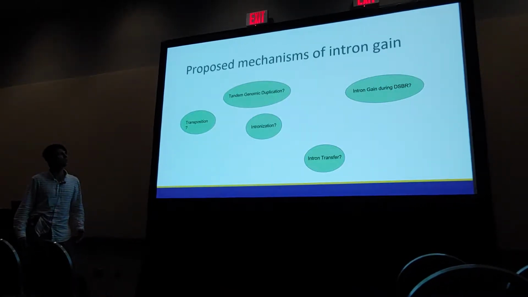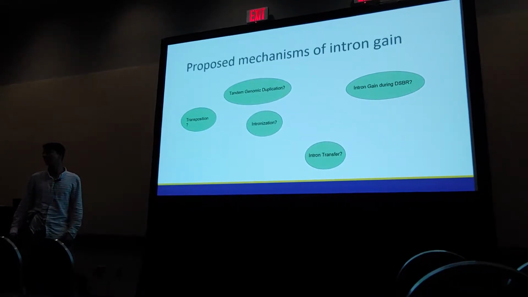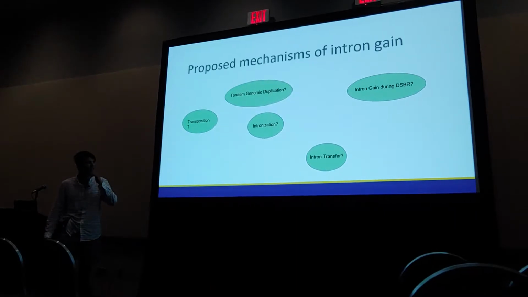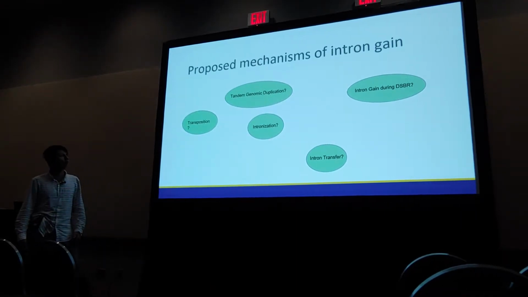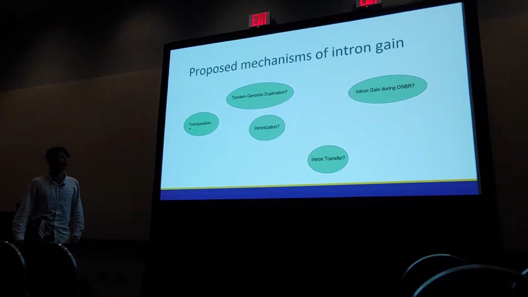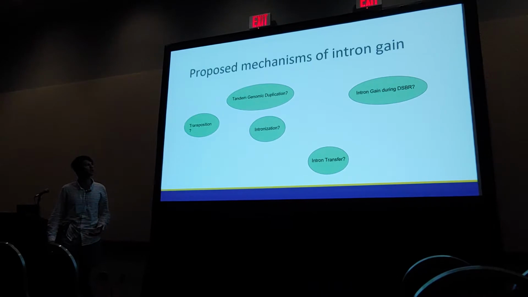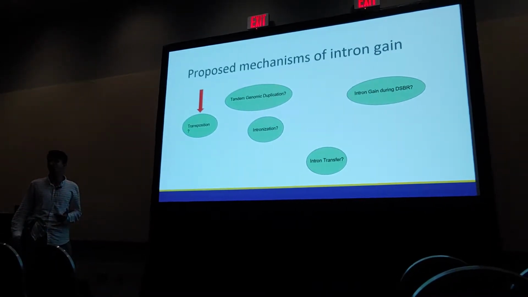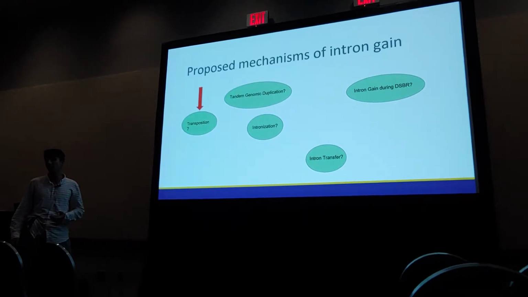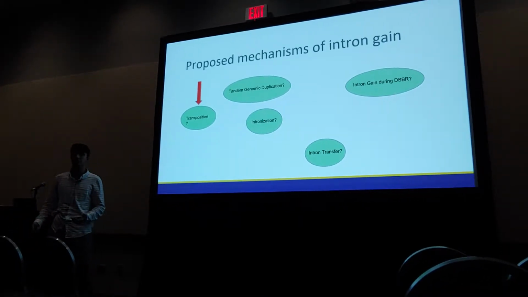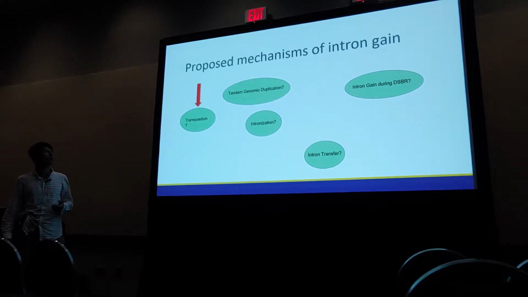There are a lot of proposed mechanisms for intron gain. These are just a few that I've listed up here: intronization, intron transfer, genomic duplication, intron gain during double-stranded break repair. But the one that we're really interested in is transposition. The reason we're interested in transposition is because it's the only one of these that's really been shown to create mass intron gain on genomic scales throughout the literature.